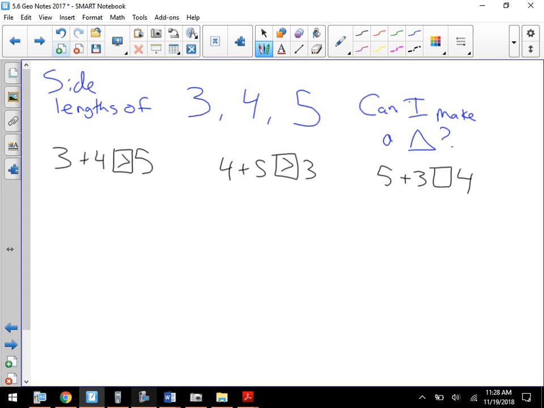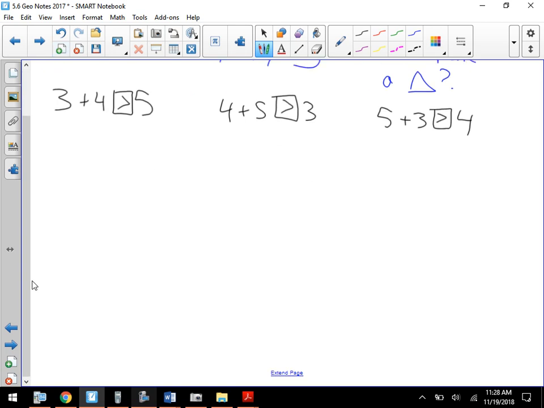And then 5 plus 3 is 8, bigger than 4? Yes. So if it passes all three of those really tough math problems, it'll work. Yep, it has to pass all three. For example, if you have 2, 7, and 11.